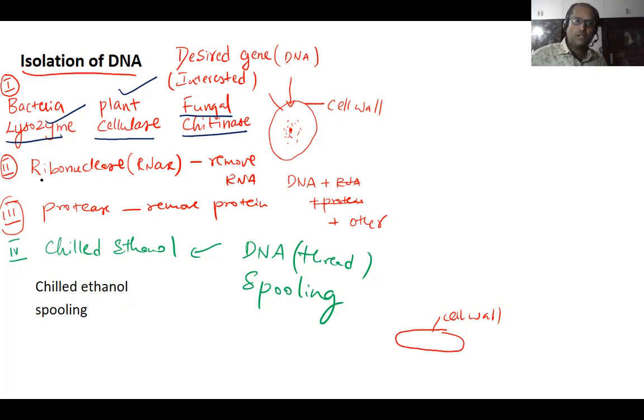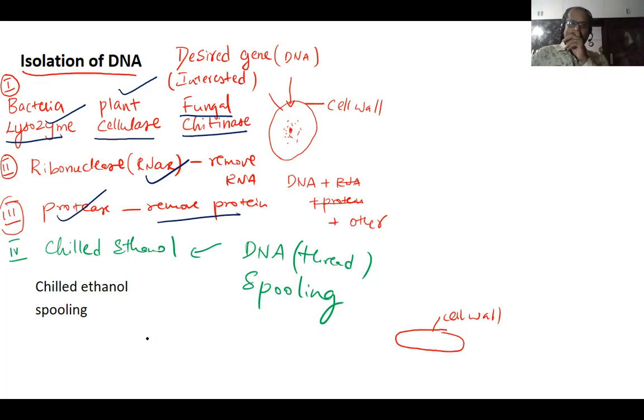The next step: the DNA which is there will be mixed with RNA and mixed with protein. We call them ribonucleoproteins. I want only the DNA, so we will remove the RNA. How do we remove the RNA? I will use RNase. To remove the RNA, I use the enzyme called RNase, so that the RNA will be removed. Then what is left out? Certain proteins are also left out. The proteins I should remove by using the enzyme called protease. By using protease enzyme, I will remove the protein.